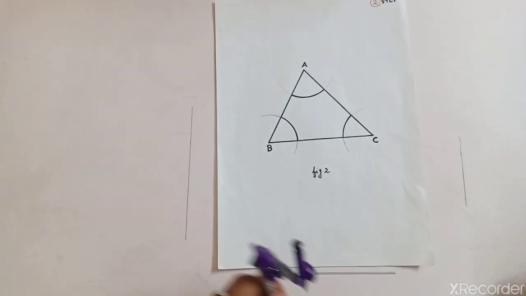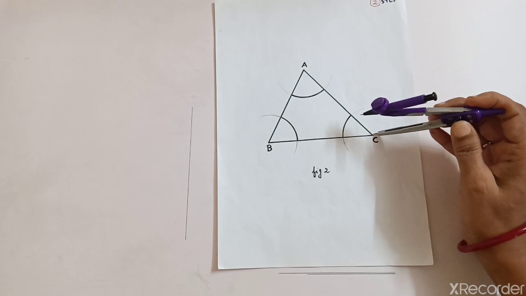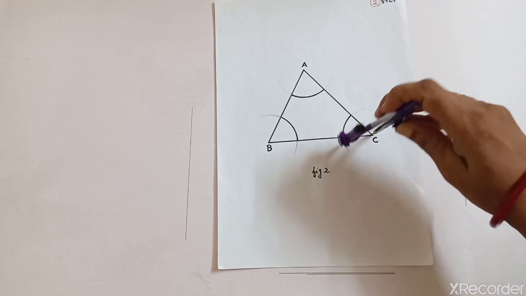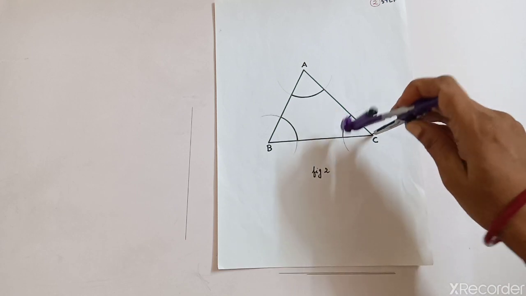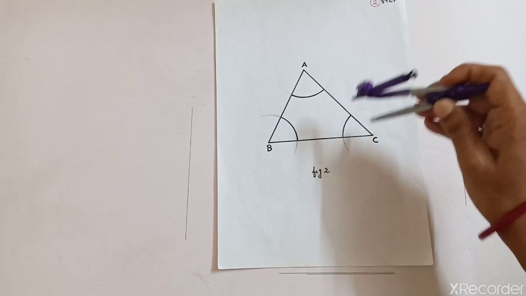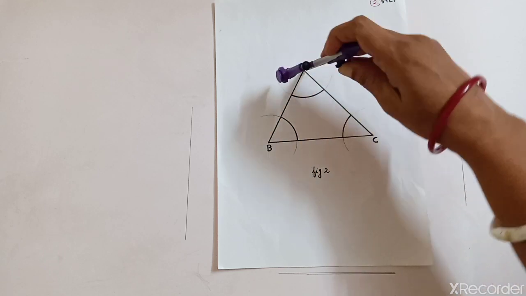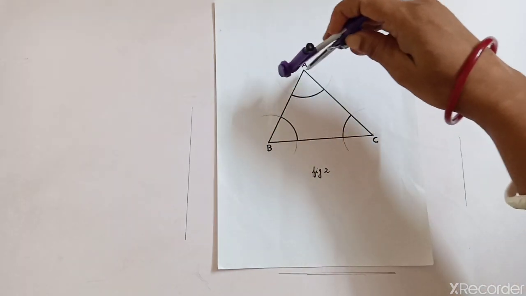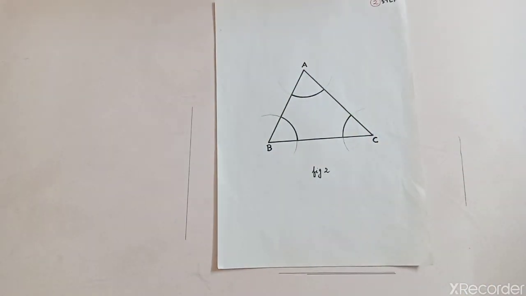Now for this side also you will take this vertex C, and then you will draw an arc of the same measure which will cut these two sides of the triangle. Now keeping the still point of the compass at vertex A, again you will draw an arc of the same measure. So here you can see three angles of the triangle.